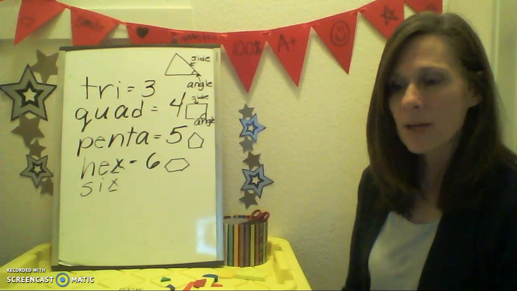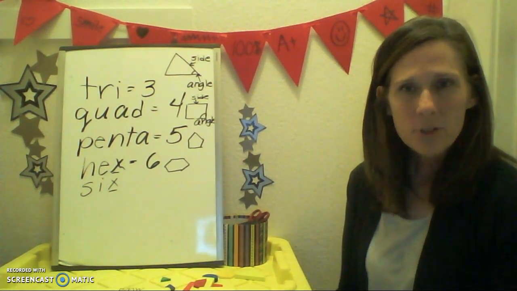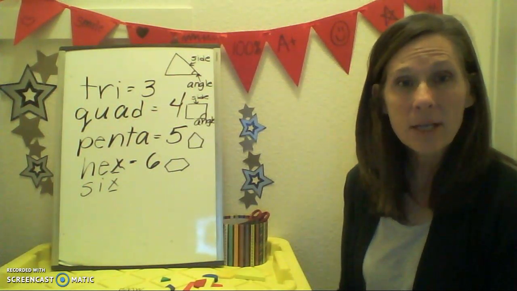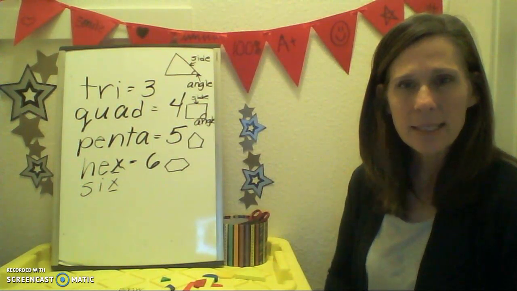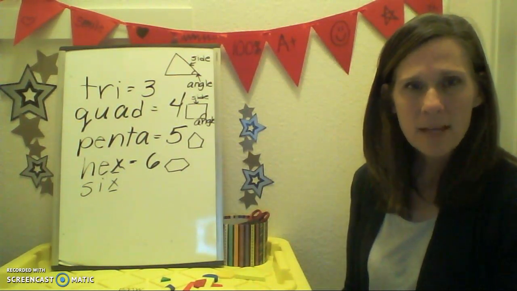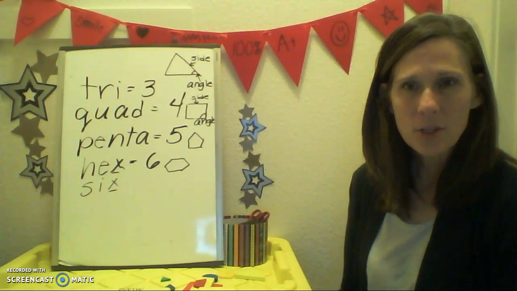Look around your house for some shapes. See if you can find some triangles, some quadrilaterals, a pentagon, and maybe a hexagon. Look at those sides and those angles and count them up and make sure that they match with our key words to help us know what shape we're talking about.